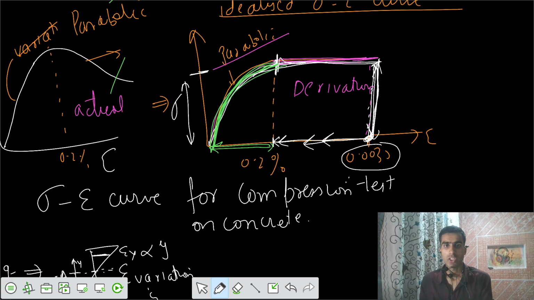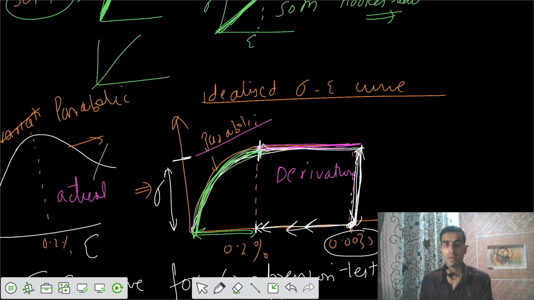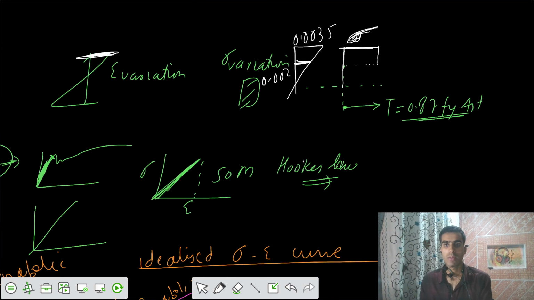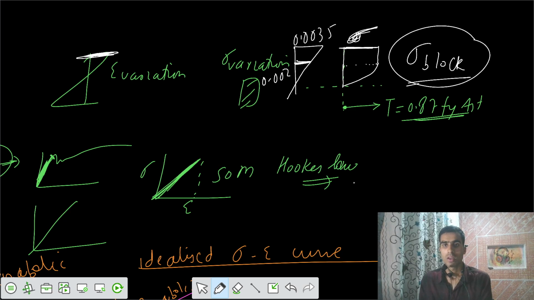That's parabolic variation. After that, we have parabolic variation in the stress block. This part we call the stress block for the beam. So finally, your stress goes from some sigma value, finally decreasing in a parabolic nature after some value of y.